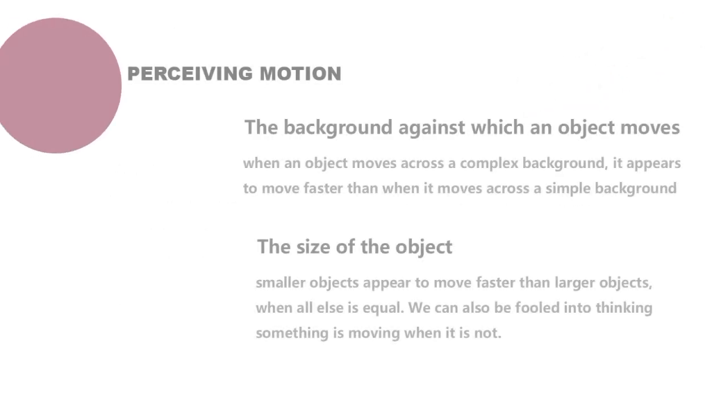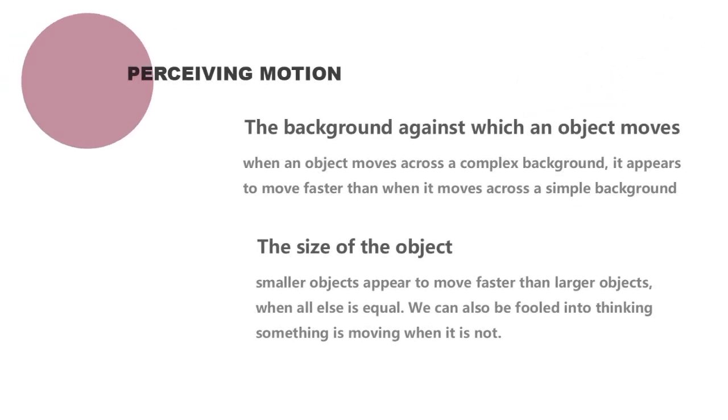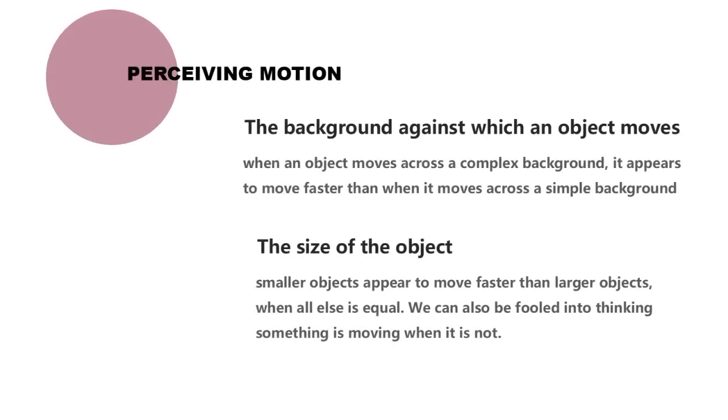Perceiving motion. The background against which an object moves. When an object moves across a complex background, it appears to move faster than when it moves across a simple background. The size of the object. Smaller objects appear to move faster than larger objects when all else is equal. We can also be fooled into thinking something is moving when it is not.